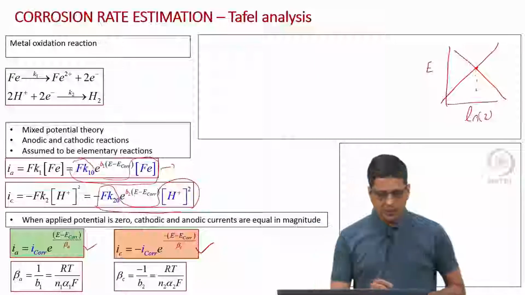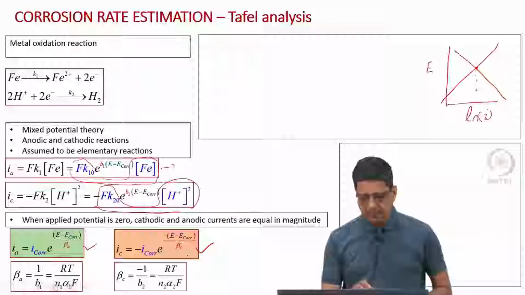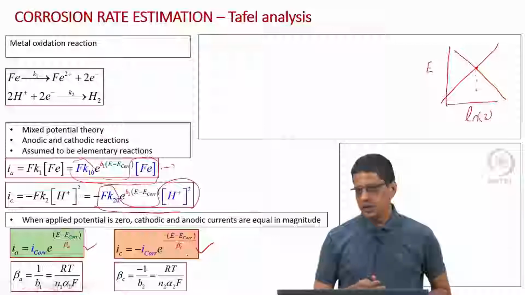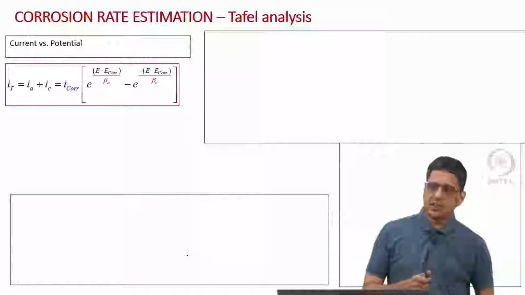I want you to be familiar with the notation that is used in the corrosion industries. People use beta A and beta C, called the anodic Tafel slope and the cathodic Tafel slope, and the total current of course is the sum of the anodic and cathodic currents, an algebraic sum. So, you get an expression like this, and this is what is used for Tafel analysis.